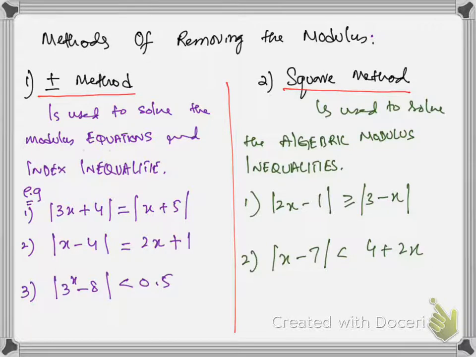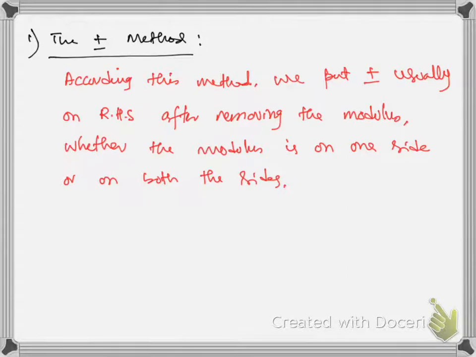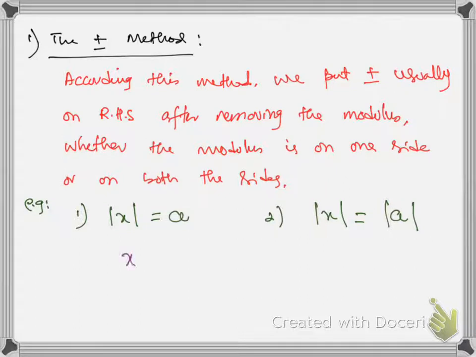Now, let's discuss the plus minus method, how to use this method. According to this method, we put plus minus on right hand side while remaining the modulus, whether the modulus is on one side or on both sides. Let's do a few examples to understand this method. In example 1, we have modulus on one side, that is on x, and in example 2, we have both side modulus.